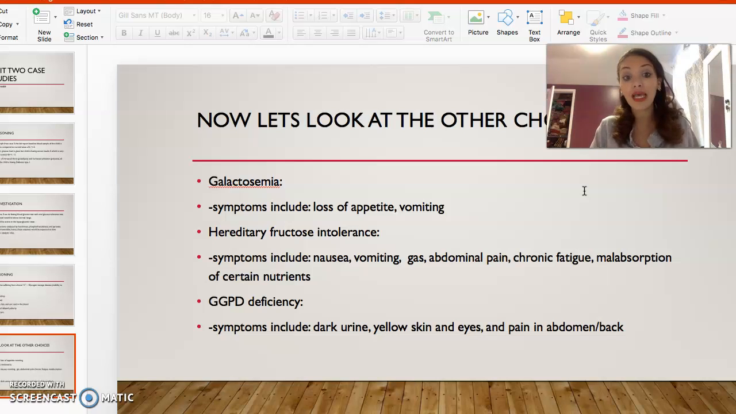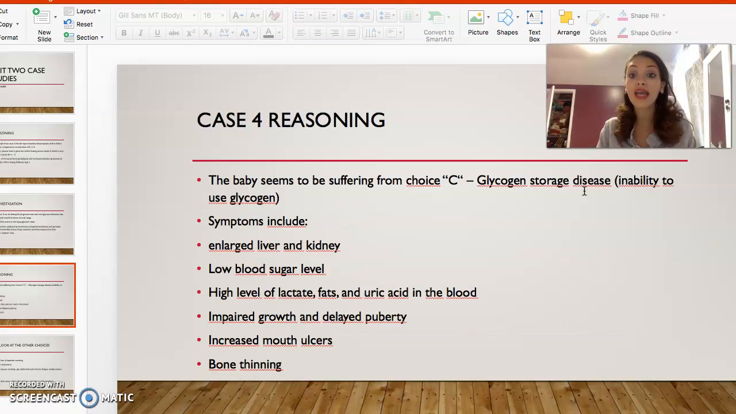And then the last but not least, G6PD deficiency, which the symptoms include dark urine, yellow skin and eyes, and pain in the abdomen and back. Also, the patient did not show any of these symptoms. Therefore, we go back and when we look at the symptoms for the glycogen storage disease, this one suits the patient the most, and that is why I chose it.